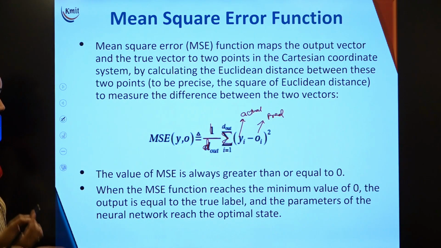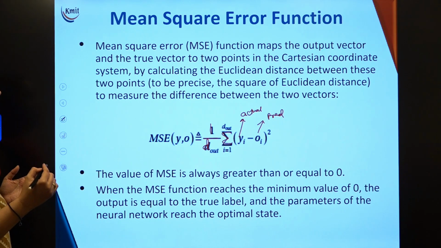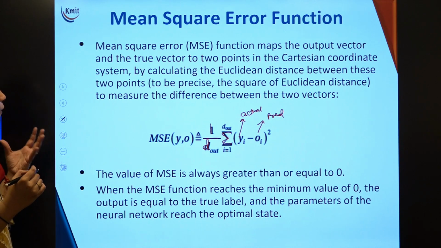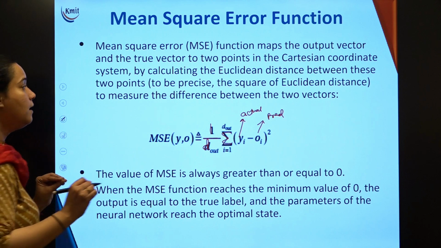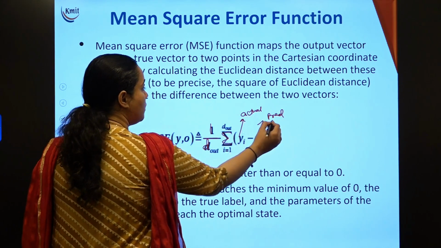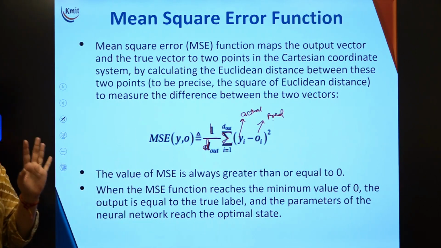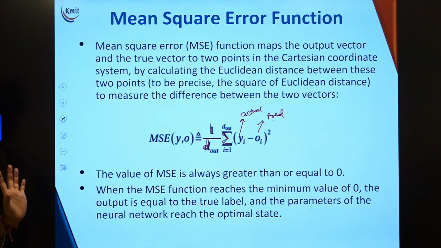If I want to define it properly, I can say that you are going to calculate the Euclidean distance between these 2 points of the Cartesian coordinates of the output vector and the true vector. Or, if you really want to understand, it is the difference between actual and predicted value, squared and then averaged out. In whichever way you want to recollect, you can, but make sure you write the mathematical expression clearly. Always remember, the MSE value is either 0 or greater than 0, it cannot be negative because we are squaring it.